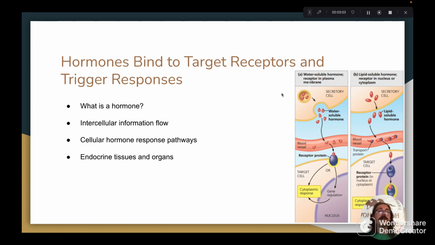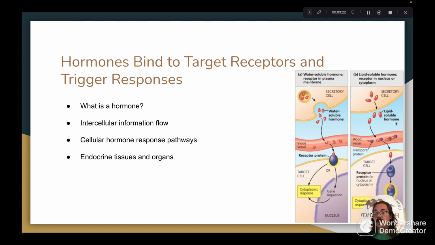Next, we'll talk about lipid-soluble hormones. Lipid-soluble hormones are able to diffuse across cell membranes, which is how they enter the bloodstream before binding to transport proteins that allow them to circulate in the blood, where they will find target cells, diffuse across their membranes, and target receptor proteins located within the cytoplasm or nuclei of target cells.